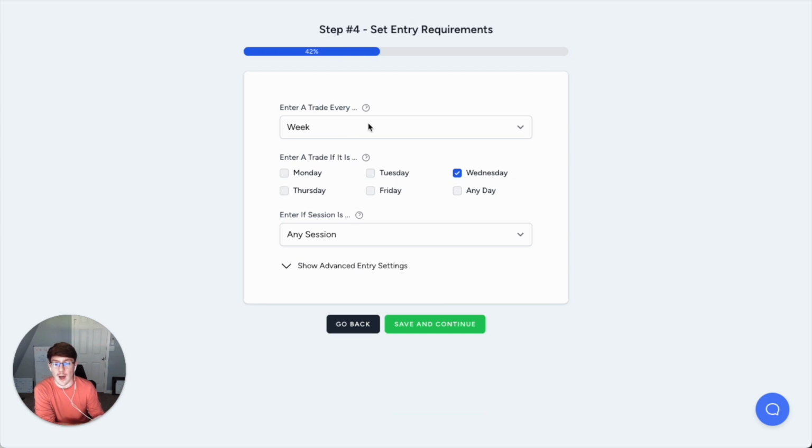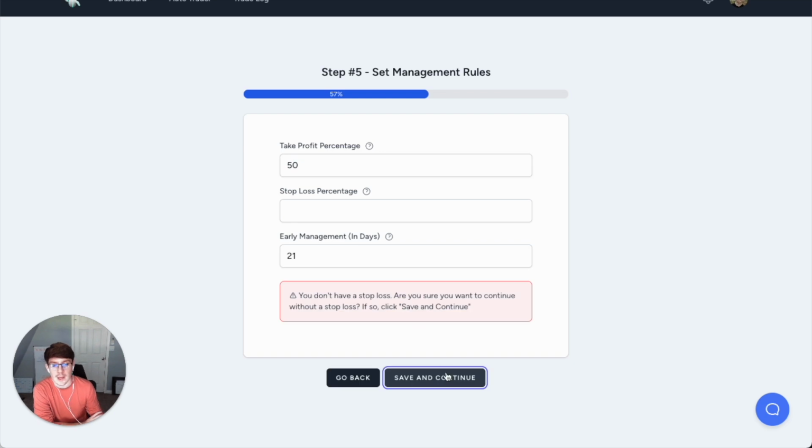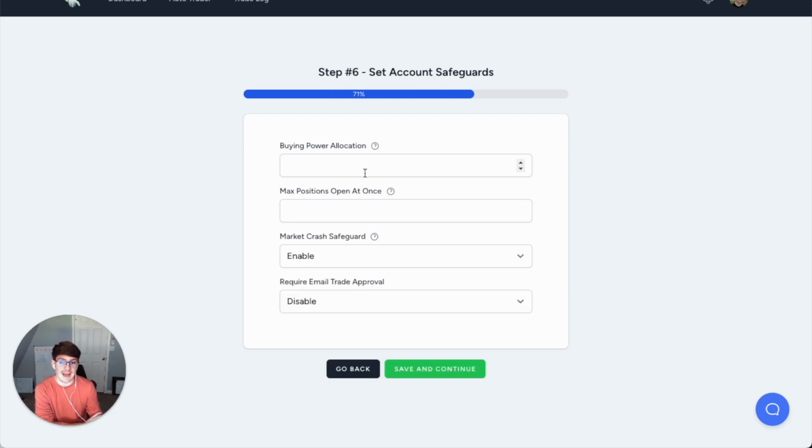Next, you determine how often you want to enter this trade. So for instance, once a week on Wednesdays is kind of what you would set up here. Take profit, it's about 50%, and early management is about 21. Now, when you're doing defined risk, 40 to 50% is a good range, but I'm just going to say 50 for this example.